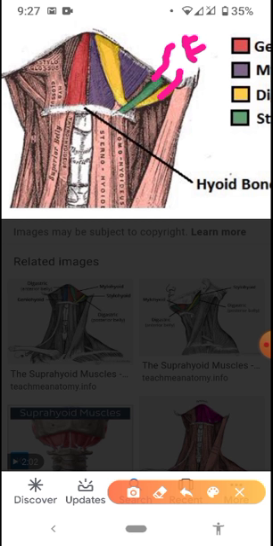Now we will discuss the nerve supply of the mylohyoid muscle. This one is the mylohyoid muscle and it is supplied by the inferior alveolar nerve. No need to tell you that it is a branch of the mandibular nerve, and the mandibular nerve is basically a branch of the trigeminal nerve. The inferior alveolar nerve is supplying the mylohyoid muscle.